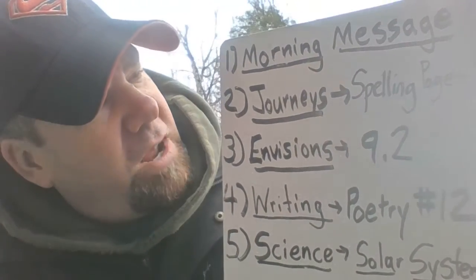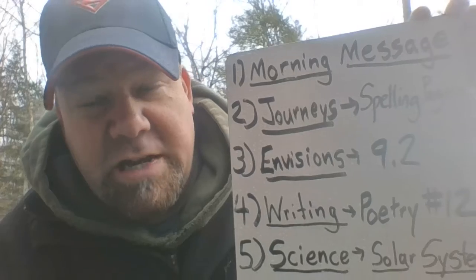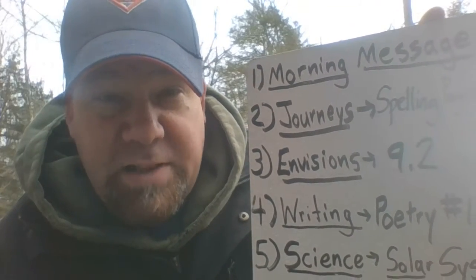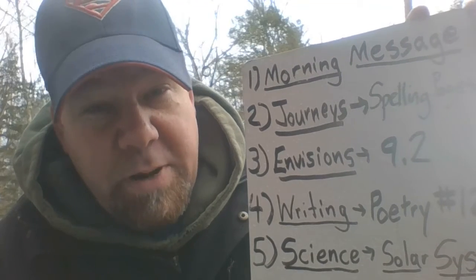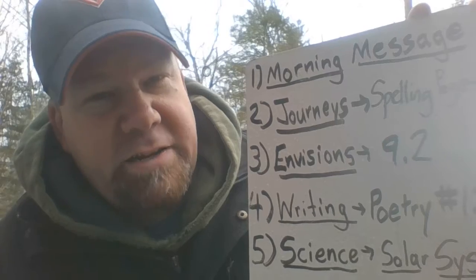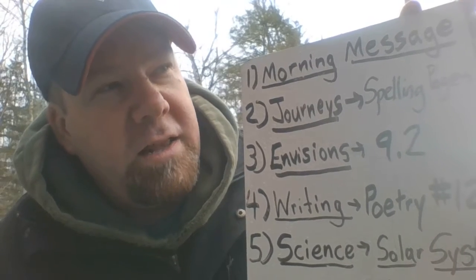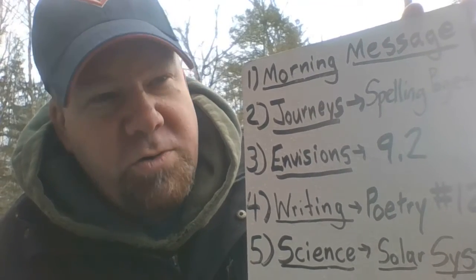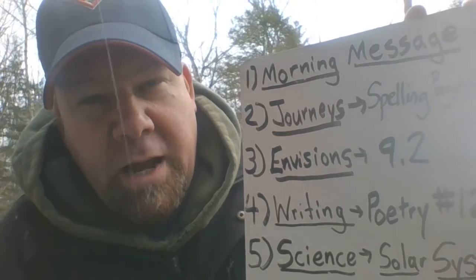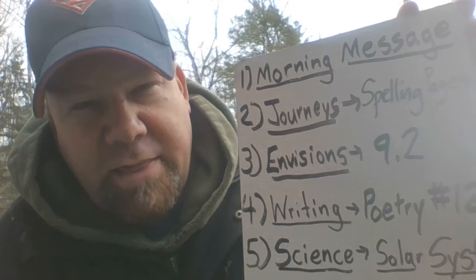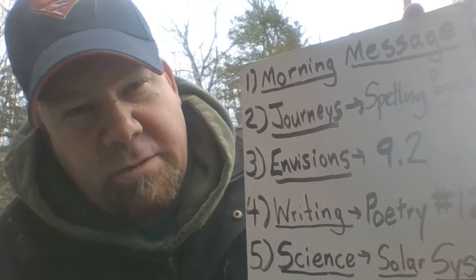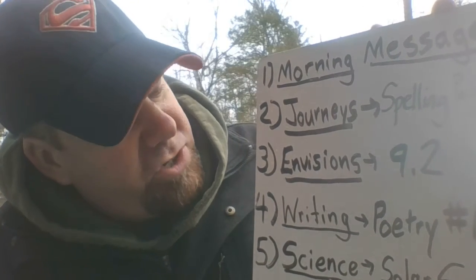First off, in Journeys are your spelling pages in your softcover book. Then, within Visions, you have Lesson 9-2. It's estimating, I believe, adding and subtracting fractions. Normally I prefer to start off with the addition and subtraction and then move on to estimating, but I'll teach a lesson on that later, so make sure you check that out. Lesson 9-2, estimating sums and differences of fractions.